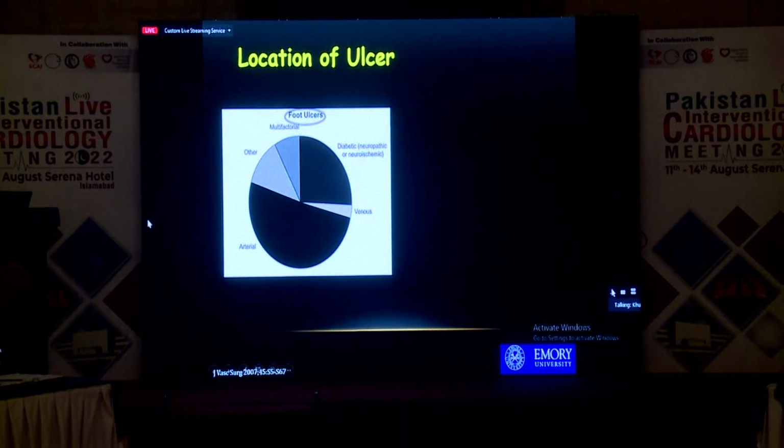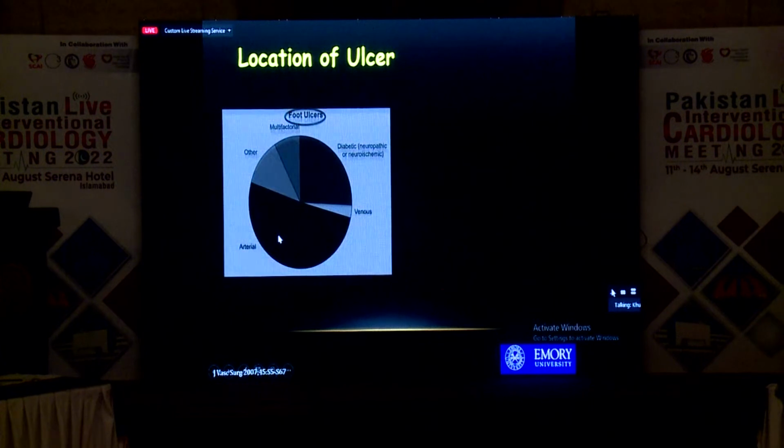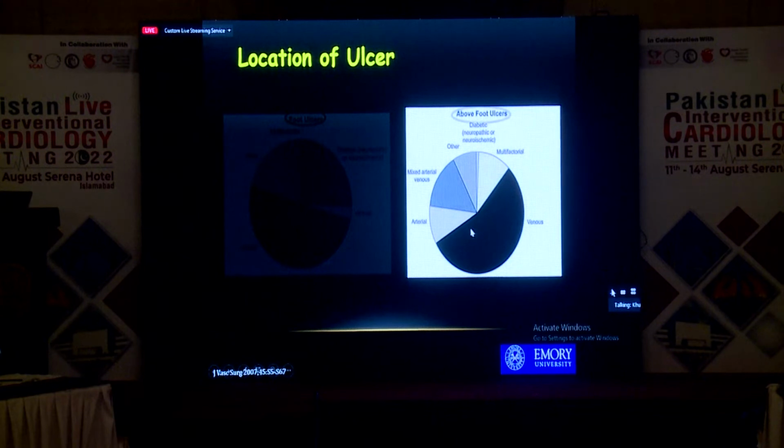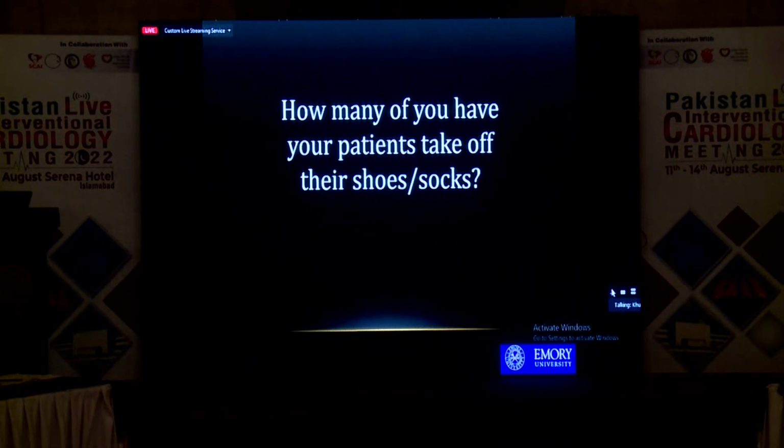If you look at the location of the ulcer, arterial ulcers will tend to be on the toes or the foot or the heel. Whereas venous ulcers will be more above the ankle, the gaiter area, which is what it's called. But that's not always 100%. As you see, mixed arterial and venous ulcers can also happen above the ankle. But that gives a little idea. How many of you have your patients take off their shoes and socks? At least in America, most cardiologists listen to the heart, they may listen to the lungs, and that's it. And they don't even look at the legs. But remember, you guys are not cardiac specialists, you are cardiovascular specialists.